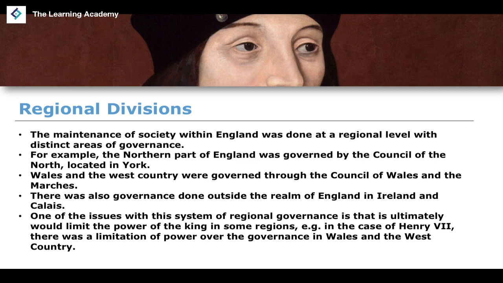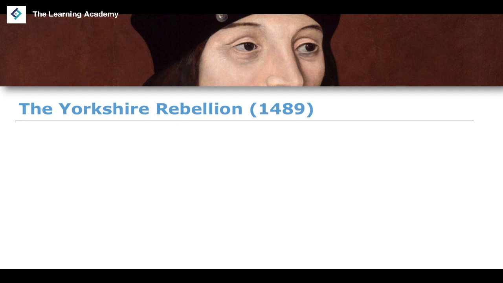So, for example, there was a limitation of power over the governance of Wales and the West Country. We see that this is so because of the relative significant power of the Council of Wales and the Marches. Again, this wasn't a significant threat to Henry's reign in any way. We're not going to see the Council of Wales or the Council of the North rising up and challenging Henry to the throne. But we just see that the maintenance of law and order was done more by these councils in some regions than it was by the king. And it does bring us to the two areas of social discontent that we can talk about during Henry's reign.